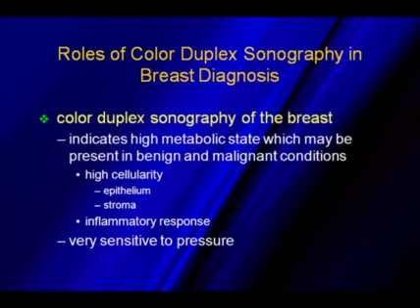So looking at color Doppler, basically it indicates a high metabolic state which is present with both benign and malignant conditions. Highly cellular lesions will tend to get more flow, and we also see quite a bit of flow in our inflammatory responses. One thing to remember, color Doppler is very sensitive to pressure.